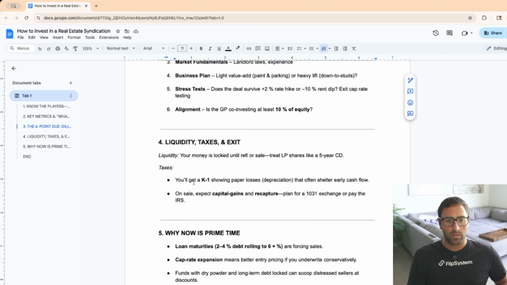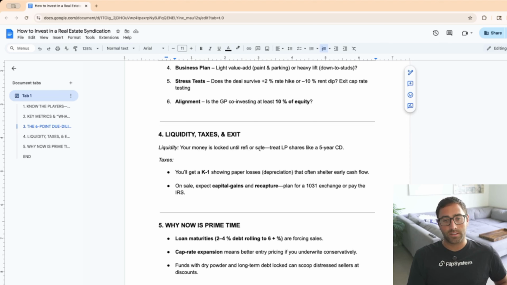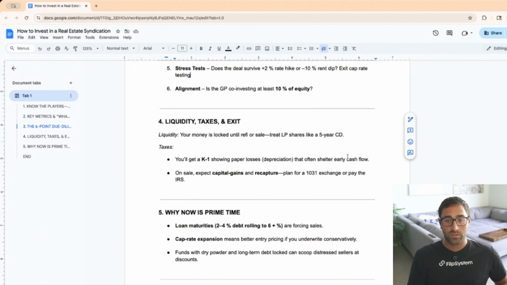Let's talk a little bit about liquidity. So your money is going to be locked in until a refi or sale. So I want you to treat your LP shares like a 5-year CD. Hopefully you're going to be able to get quarterly distributions or monthly dividends, whatever kind of deal you're investing in. But just plan on that money being long-term, and you investing $25K and getting $50K out in a 5-year period.